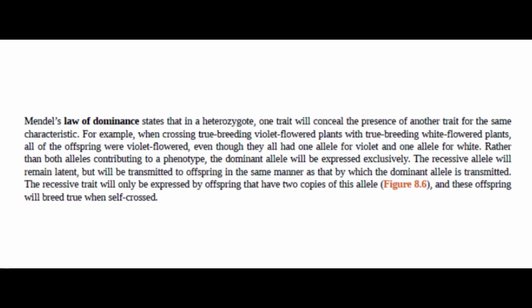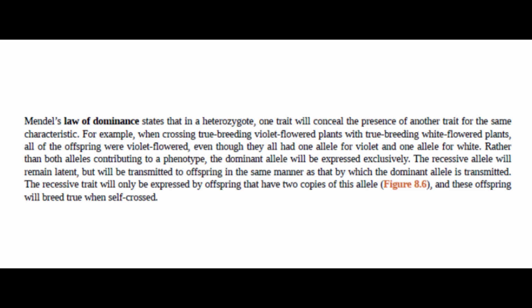Mendel's law of dominance states that in a heterozygote, one trait will conceal the presence of another trait for the same characteristic. For example, when crossing true breeding violet-flowered plants with true breeding white-flowered plants, all of the offspring were violet-flowered, even though they all had one allele for violet and one allele for white. Rather than both alleles contributing to a phenotype, the dominant allele will be expressed exclusively. The recessive allele will remain latent, but will be transmitted to offspring in the same manner as that by which the dominant allele is transmitted.